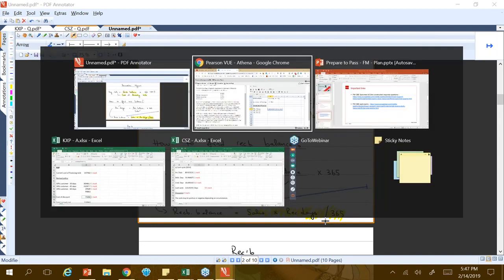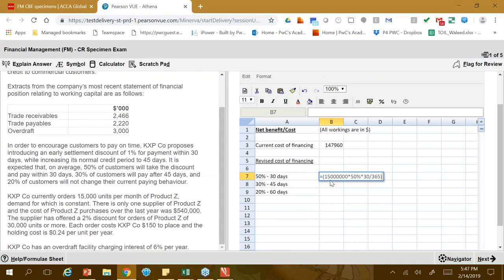So sales, 50% of customers will take this into 30 over 365. Can someone tell me, with this calculation which I'm showing you here, 15 million, 50%, 30 over 365, what would this calculation give me? Just this part, the one in the brackets. What are we trying to calculate here with this calculation in the brackets?